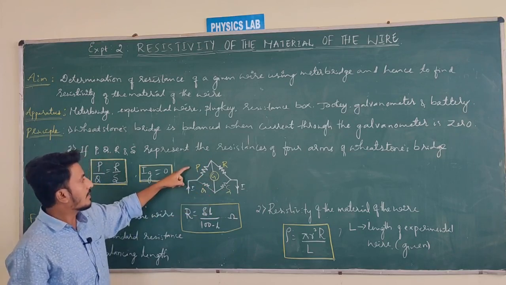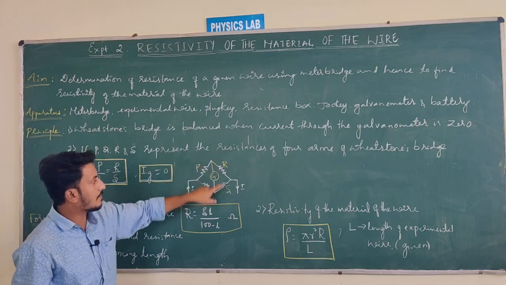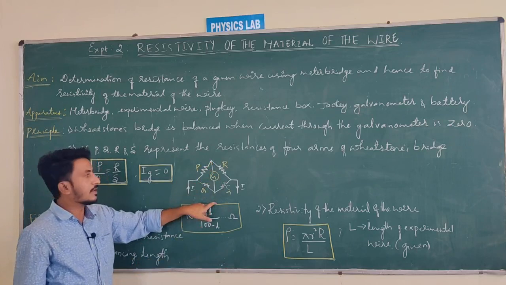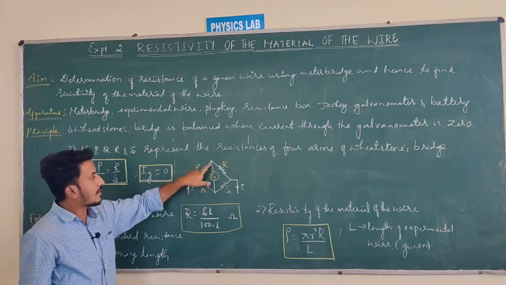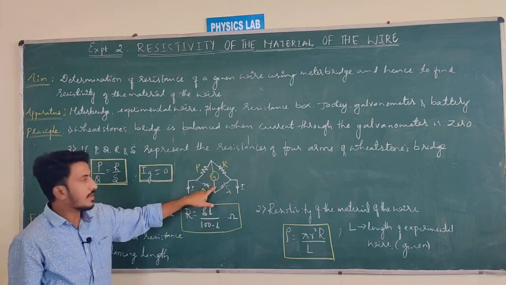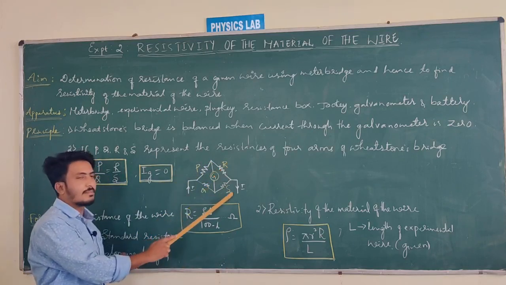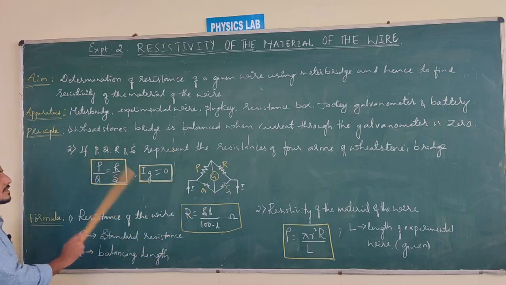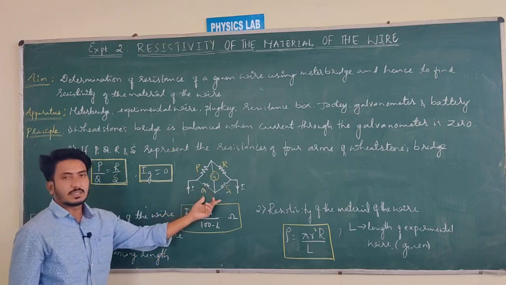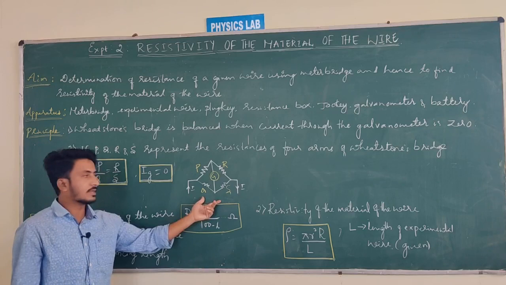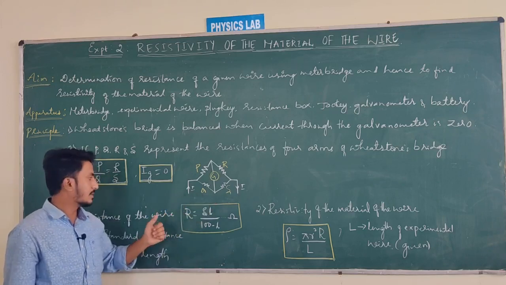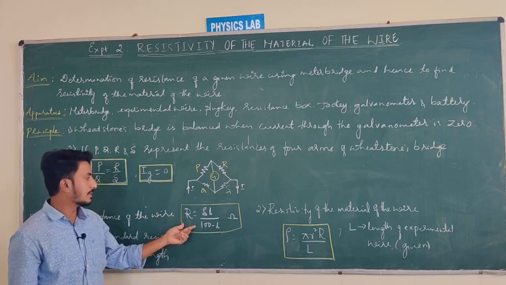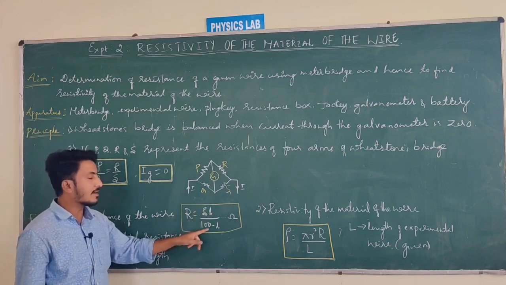Whenever the ratio P by Q is equal to R by S, at that time the points will have the same potential. Because of that, the current through the galvanometer will be 0. Whenever P by Q is equal to R by S, the current through the galvanometer is 0. So this is the balancing condition. Our meter bridge works on this principle. The formula we are going to use in the resistivity setup is R equals S l divided by 100 minus l.